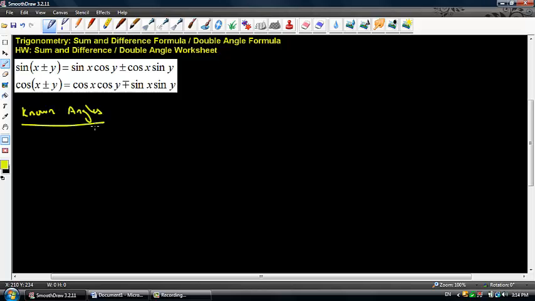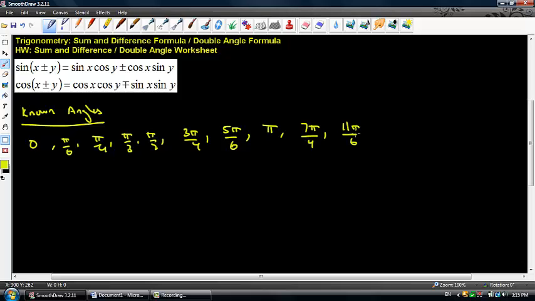Well, what do we know? Well, we know all the angles that are defined on the unit circle. Let's do the radians first. I know what 0 is. I know what pi over 6 is. I know what pi over 4 is. You know, pi over 3, pi over 2, and I could keep going on. I could include 3 pi over 4, 5 pi over 6, pi, 7 pi over 4, 11 pi over 6, and all the ones in between, right? 2 pi. I know all of the ones in between there.